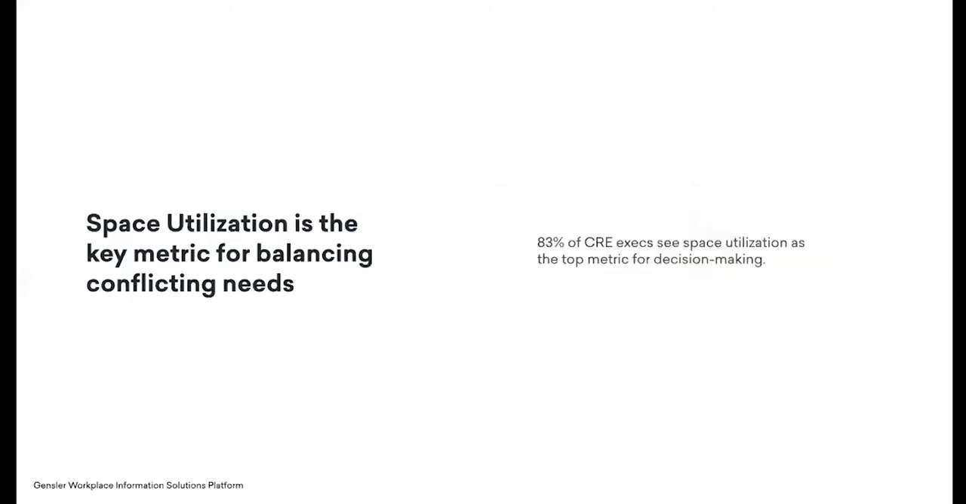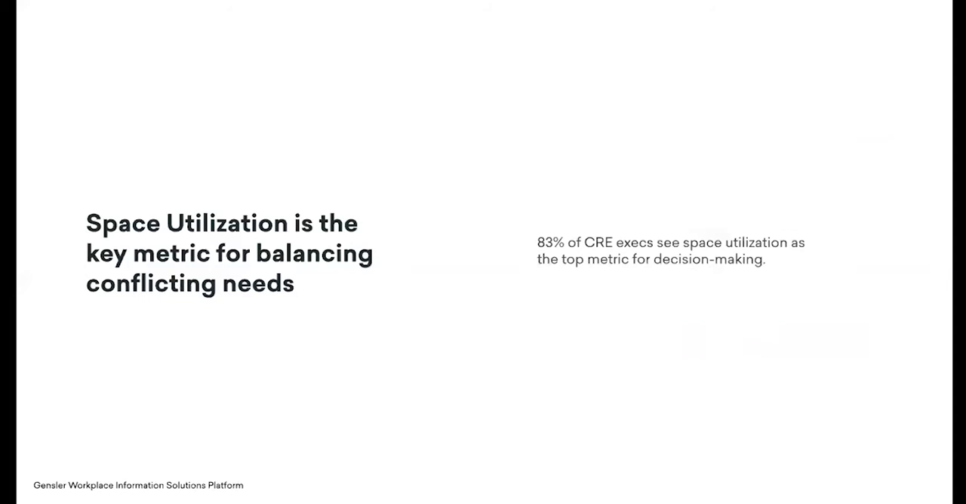So the way to resolve this inherent tension is to understand how people are actually using space. So you want to understand, are my employees using this asset that I'm going to create? How are they using this room versus another? And 83% of CRE executives today see space utilization as a top metric for decision making. If you don't know what that is, we're going to define it pretty broadly right now, which is an understanding of occupancy over time. So how many people are in this room versus how many people this room was intended to hold over time. And then you can start to understand how people are using the space.